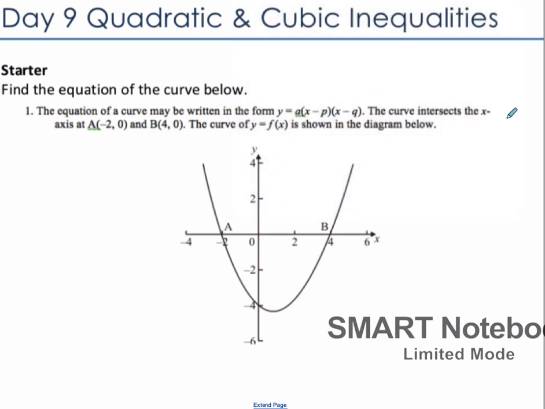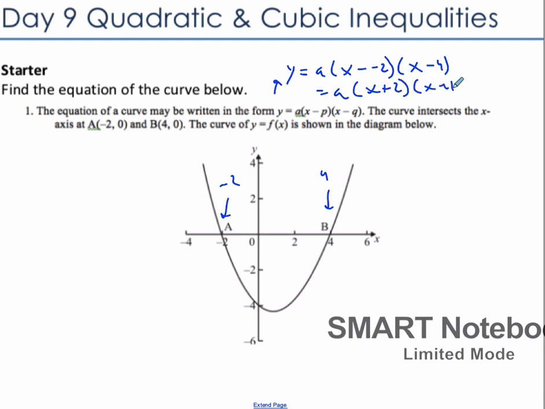Okay, so firstly we have a starter here, a quadratic starter. The equation of a curve may be written in the form, so this is factored form, and we're given a couple points of intersection. Find the equation of the curve. Okay, so we have it in factored form, and we see that the x-intercepts are -2 and 4, so we can write the equation as y equals a times x minus -2 times x minus 4. So that's a times x plus 2, x minus 4.